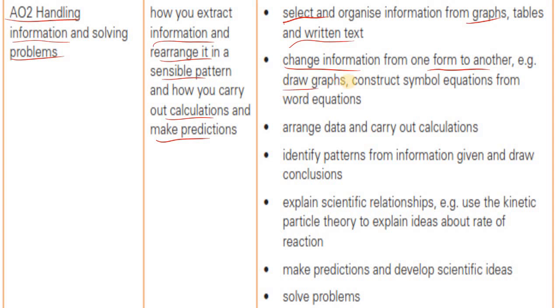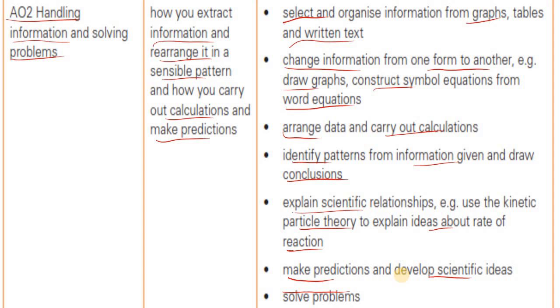Example, draw the graphs through the data, and then construct the symbol equations from the word equations, or you can calculate the empirical formula or molecular formula through some data. Arrange the data and carry out the calculations. Identify the patterns from the information given and draw the conclusions. Explain scientific relationships, like use the kinetic particle theory to explain the idea about the rate of reaction, whether the rate of reaction is slow or fast, and what are the factors affecting the rate of reaction, make predictions and develop the scientific ideas, and then solve problems, right?